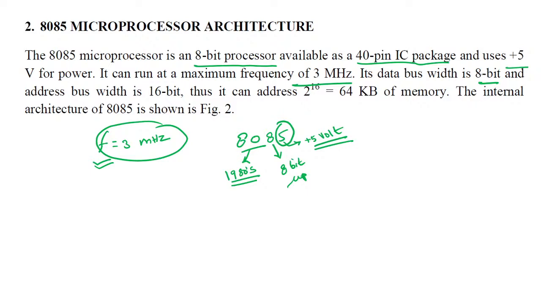That means the word size will be 8-bit, and address bus width is 16-bit. So we have address bus of 16-bit and data bus of 8-bit. That means word size is 8-bit, or you can say 1 byte, and the size of the memory will be 2 to the power 16 bytes. Okay, size of the memory will be 2 to the power 16 bytes, or you can say 64 kilobytes.